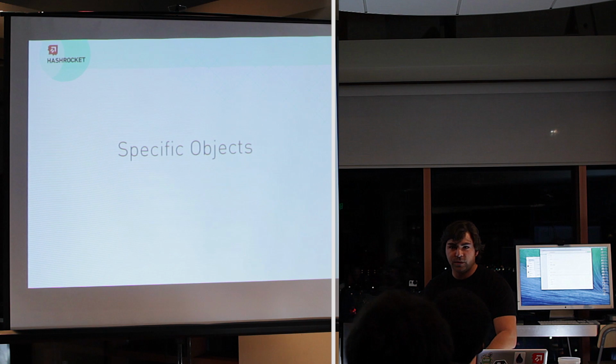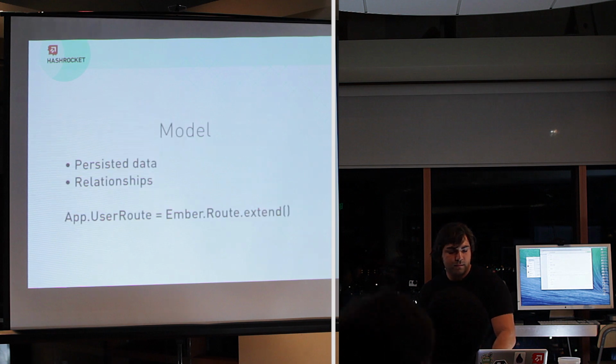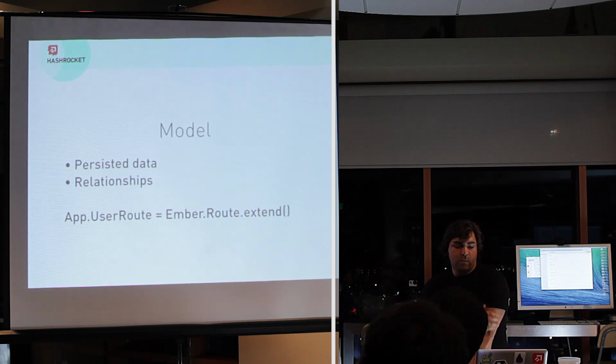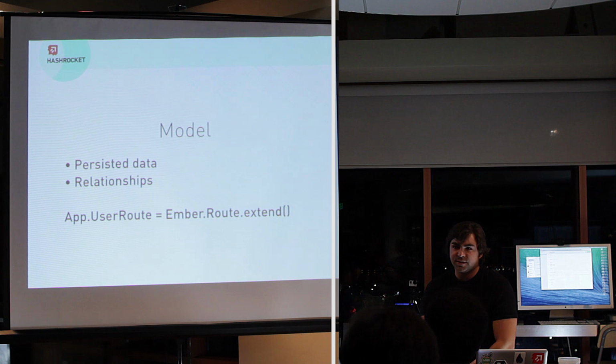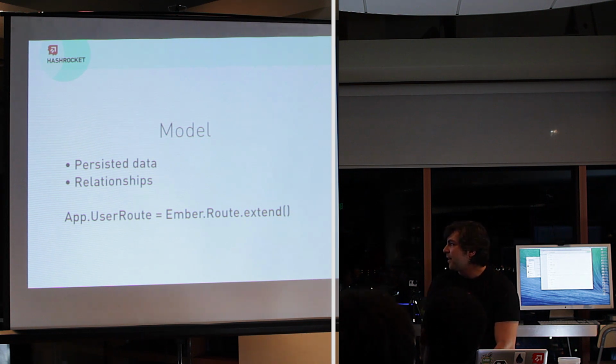So that's an overview of the different things Ember objects do and how they work. Now I'm going to talk about the specific objects that you'll see, starting with the model. The model is sort of like the Rails model. It has persistent data, has relationships, has many, belongs to, and how you might instantiate it would be like that. Oops, that's wrong. That should say model, but you get the idea.